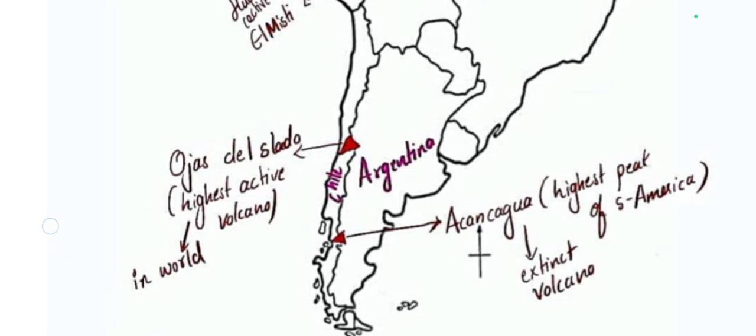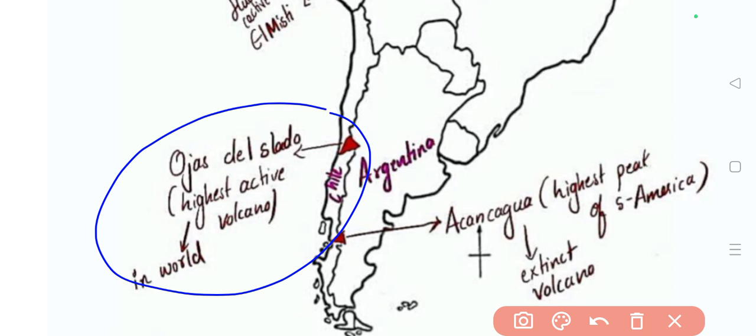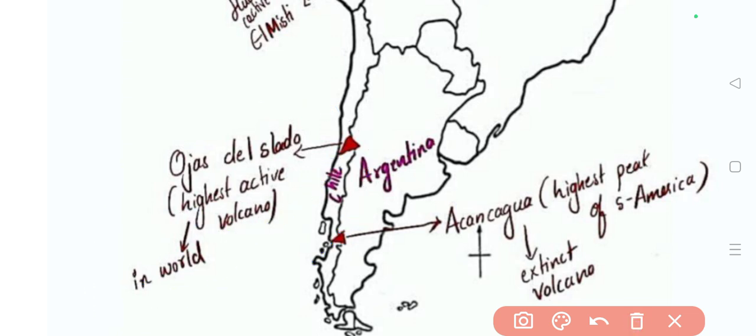There is a mountain named Ojos del Salado. So this is the highest volcano in the world. This is between Chile and Argentina. So between Chile and Argentina, there is a mountain that is called Ojos del Salado. This is the highest active volcano in the world.